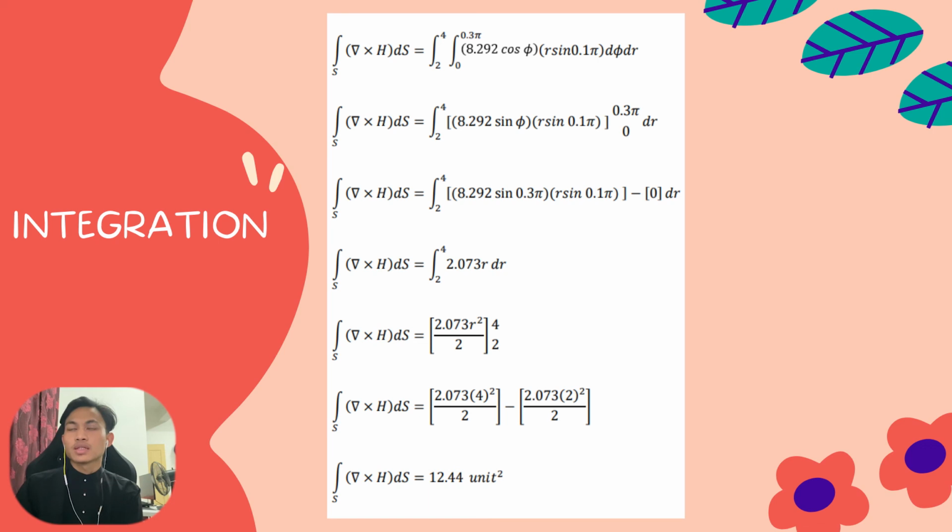Then we do the second integral. After integration, it will be 2.073 r squared over 2. Then we substitute the limits, and we have the answer of 12.44 units squared.